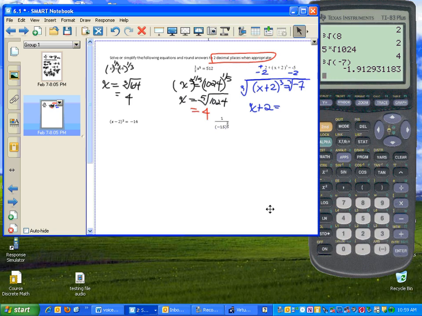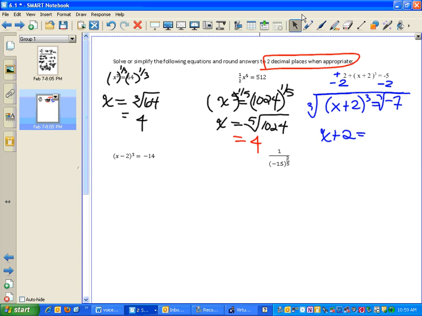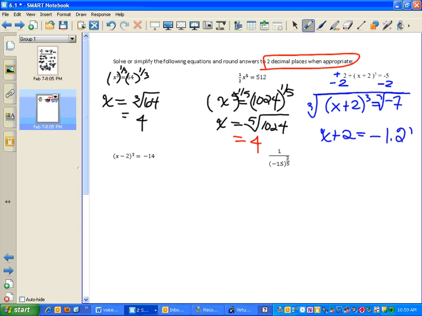Now, if you notice, I said to 2 decimals. So this is going to be -1.29.